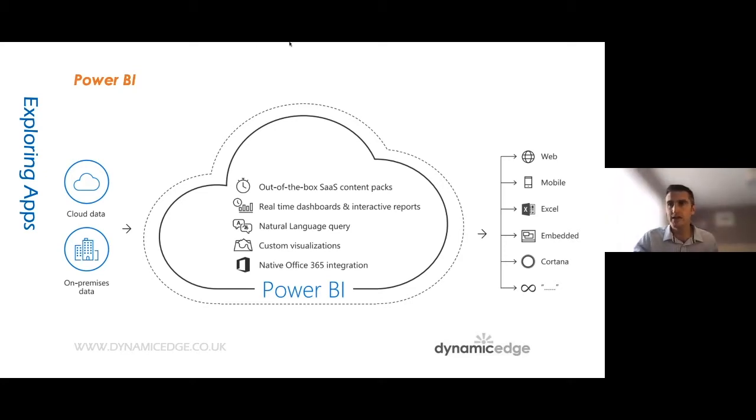So across on the left-hand side there, you can see we've got cloud data or our on-premises data. Okay, so if you've got a data set held anywhere, we can work through Power BI and we can work with that data. In the middle there of the cloud, out of the box, SaaS content packs. SaaS stands for software as a service. Okay, it's a software that sits over there and we just use it. Okay, we don't have to have the software, it can sit in the cloud and we can use it there. Real-time dashboards and interactive reports. Okay, so again, we're reporting and we're interacting with our data.